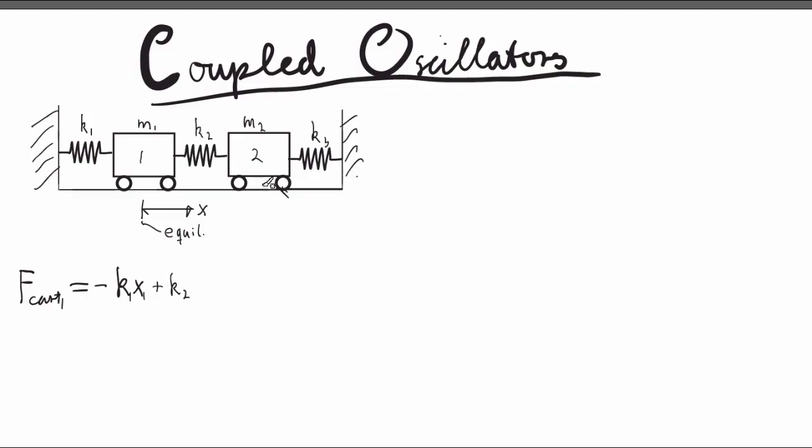Now, it is a little more complicated. It will depend both on the position of cart 1 and on the position of cart 2. And we're going to indicate the position of cart 2 with x2, which is the deviation, or the motion, of cart 2 away from its equilibrium position. So the total force now on cart 1 from this spring will actually be equal to k2 times x2 minus x1.